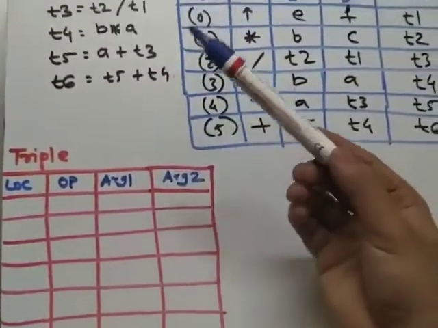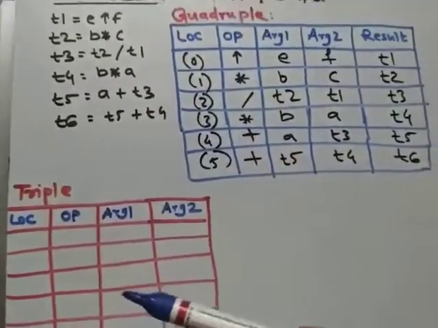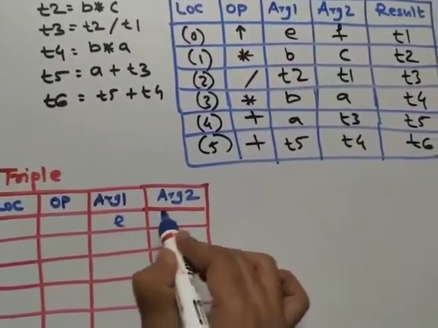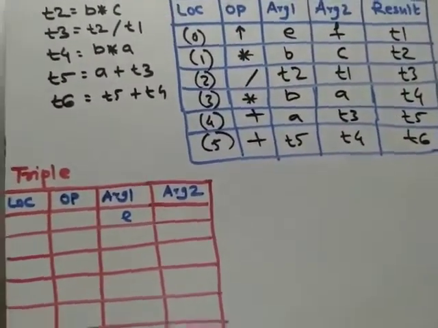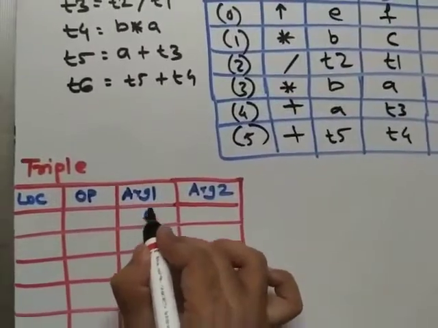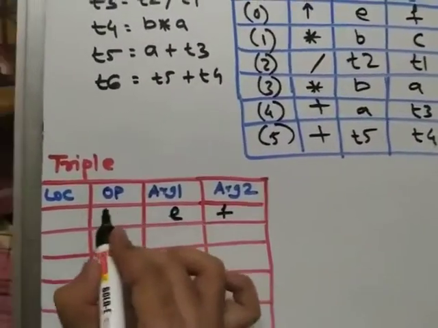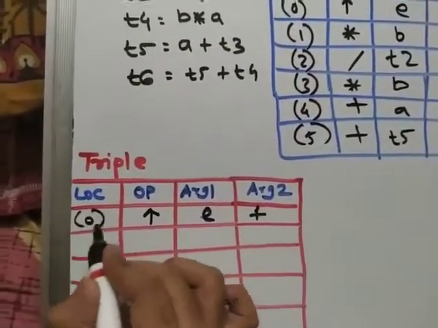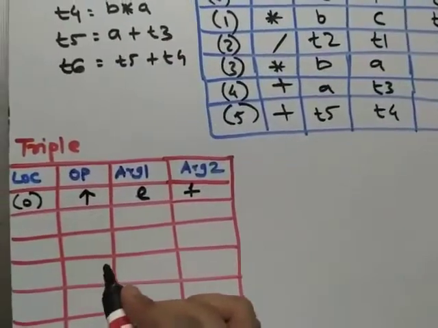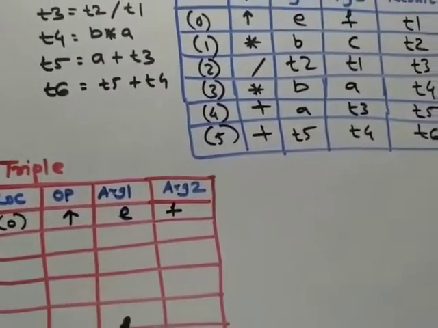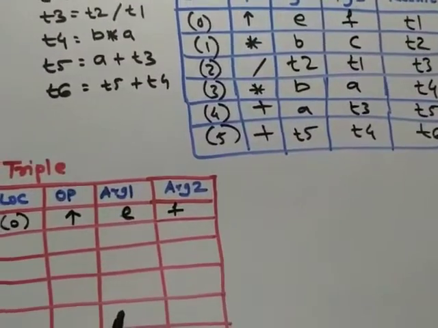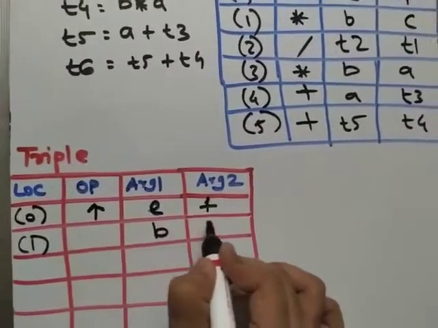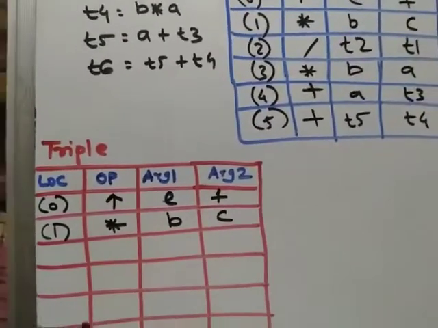So let us see how we can represent the given 3 address code in the triple. First is e raised to f. So first argument is e, then the second argument is f, and it is operated by the operator raised to, and it is present at location, let's say 0. Now next is b star c. So location is 1, it will be b, c, and they are operated by multiplication.